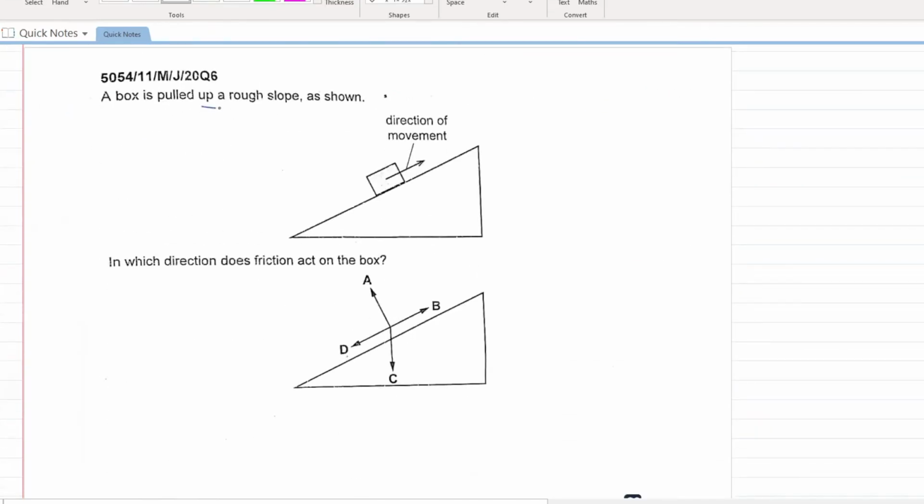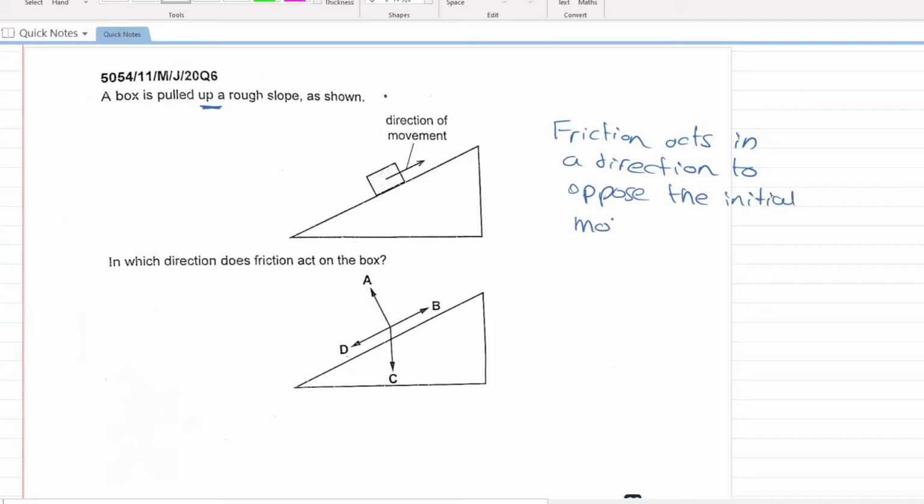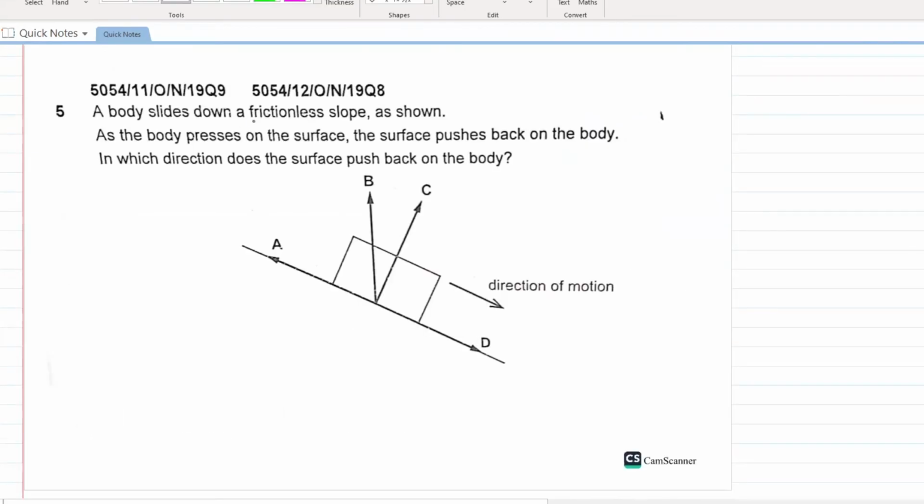Let's see this. A box is pulled up. So a box is moving up a slope as shown. In which direction does the friction act? Always remember, friction acts in a direction to oppose the initial motion. So the initial motion is of moving up a rough slope. Initially, you are moving up a rough slope. What will be your frictional force? Downward, in the same direction. D is your answer.